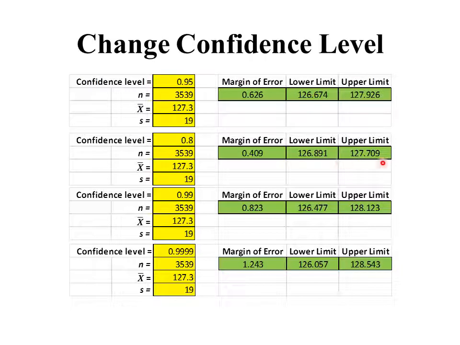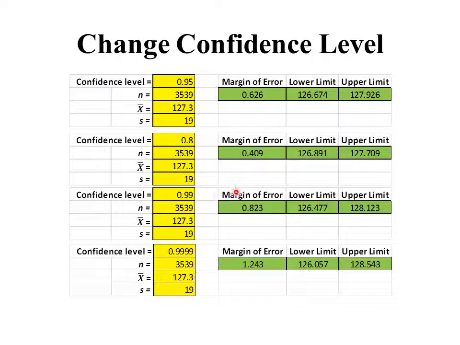Now look at what that does to the confidence interval. The lower limit went from 126.6 up to 126.9 almost. So the lower limit got bigger. Look at what happens to the upper limit. It went from 127.9 down to 127.7. So the upper limit got smaller. So that means that our lower limit and upper limit got closer together. So that gives us a narrower range of values for our possible values of mu. So we would interpret this by saying that we're 80% confident that mu is somewhere between 126.9 and 127.7. So smaller confidence level gives us a smaller margin of error and a narrower confidence interval.